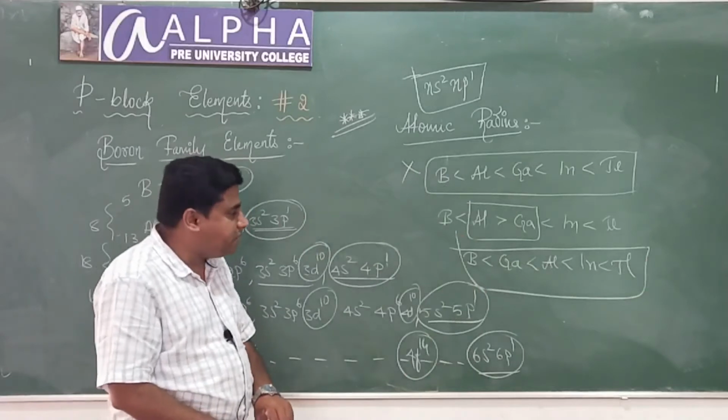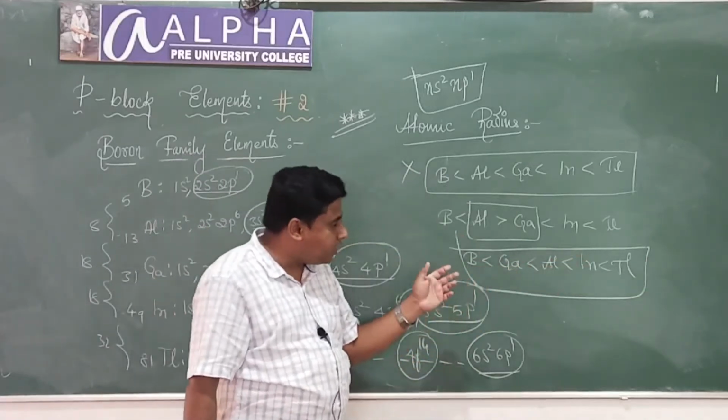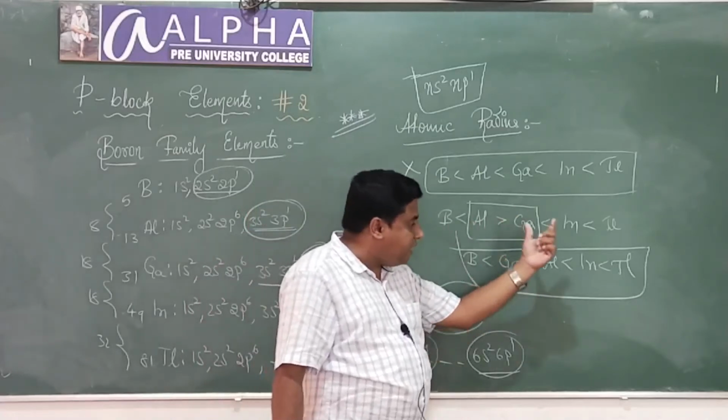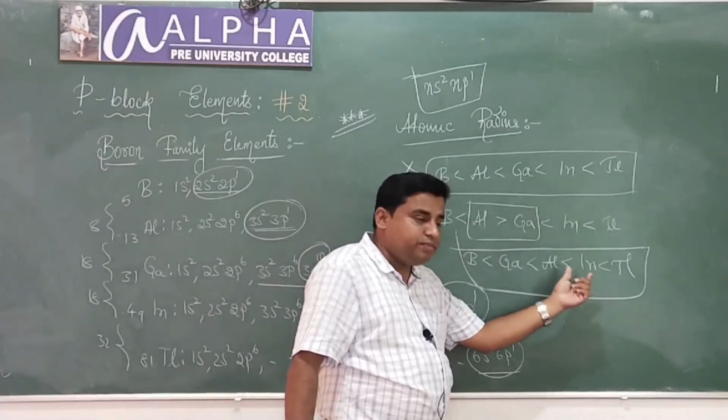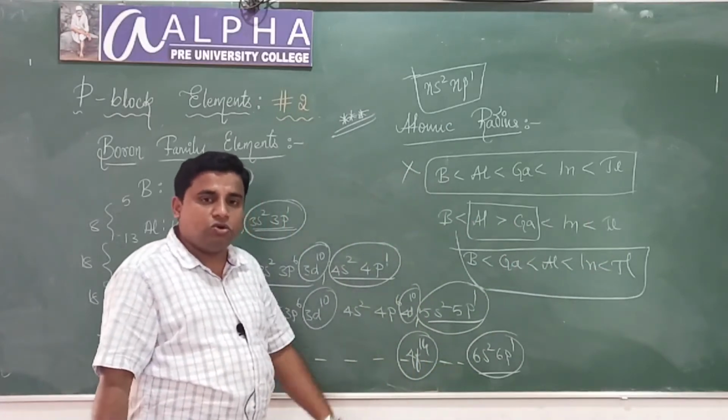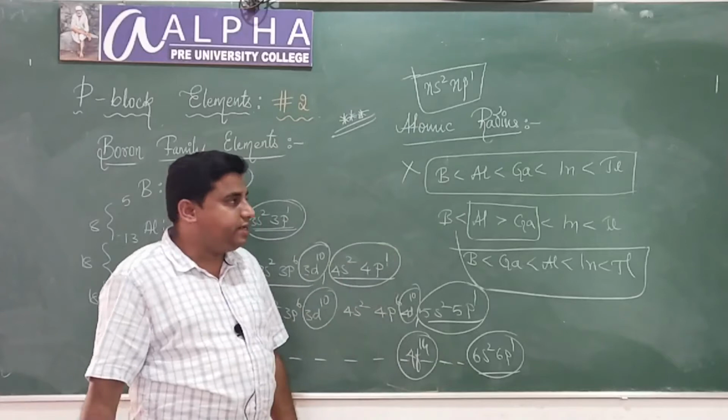Can everybody remember this order of atomic radius? From boron, then gallium, then aluminium, then indium, and then thallium. Any doubts with this? So that's all about atomic radius.